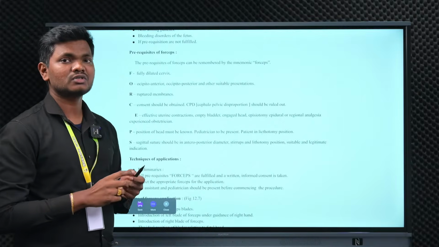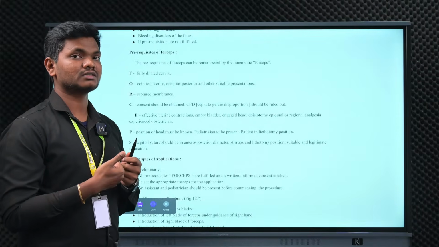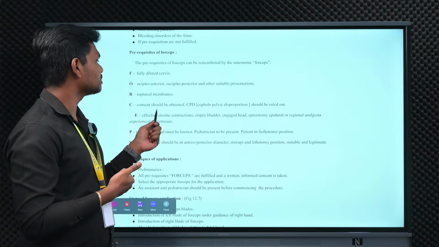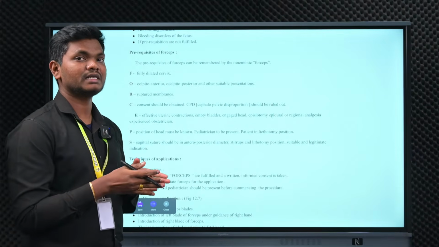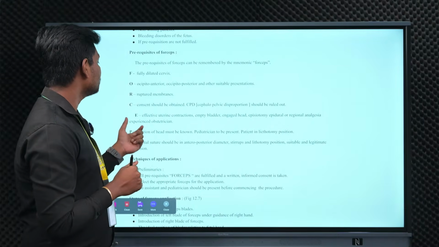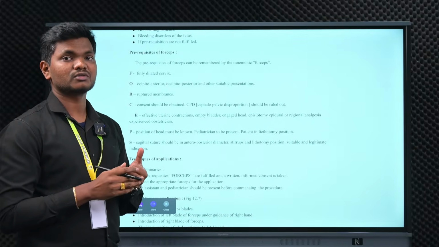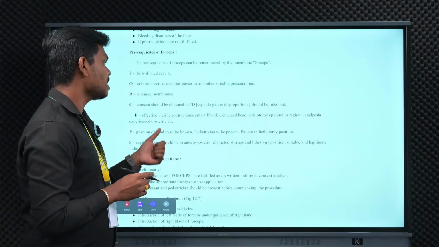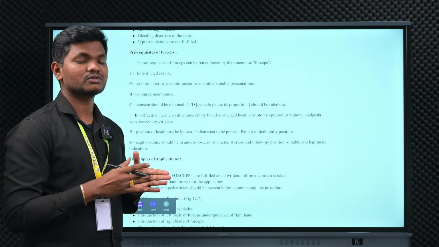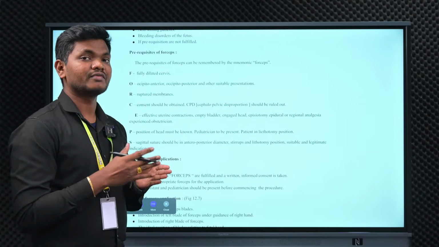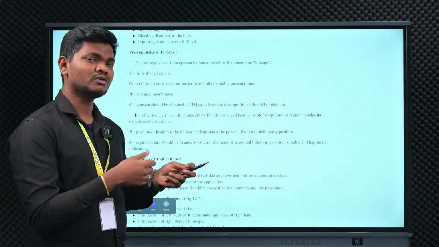Then R refers to rupture of membranes. Before applying the forceps, you have to make sure that rupture of membrane has occurred. Then C refers to consent should be obtained. Both verbal as well as written consent should be taken from the family as well as the patient. Then E refers to effective uterine contraction; uterine contraction also should be present in the mother, and empty the bladder before applying the forceps, and engaged head. Always you should apply the forceps when the fetal head is engaged. Then episiotomy should be performed again to ease delivery.